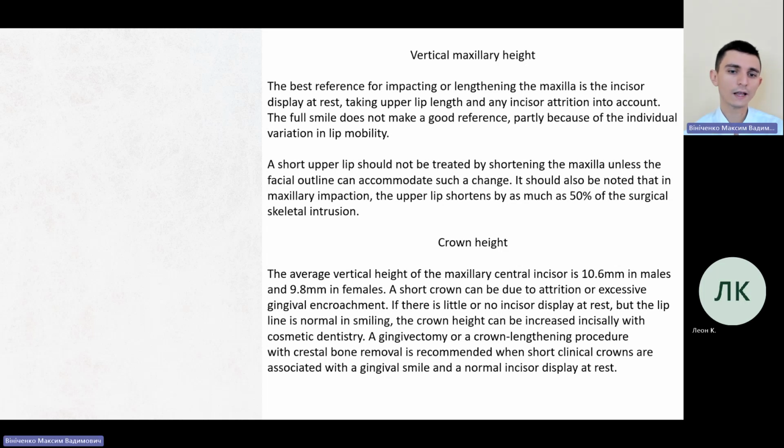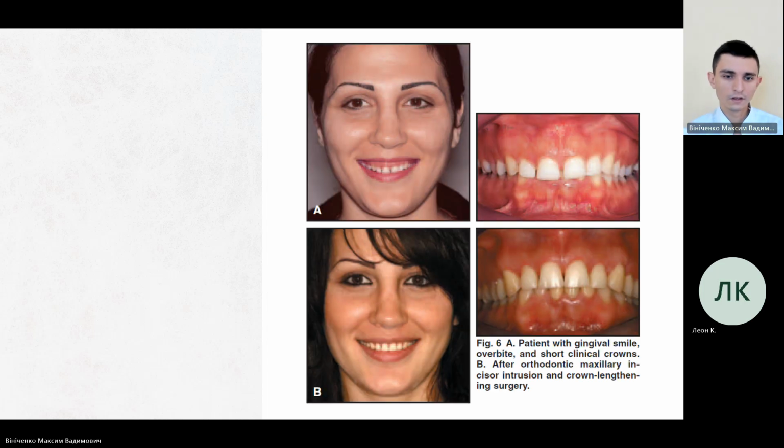Gingivectomy or the crown lengthening procedure with crestal bone removal is recommended when short clinical crowns are associated with a gingival smile and a normal incisor display at rest. Here you could see a patient with a gingival smile, overbite, and short clinical crowns. Picture B is the same patient, but after orthodontic maxillary incisor intrusion and crown lengthening surgery.